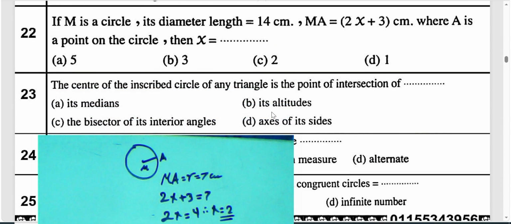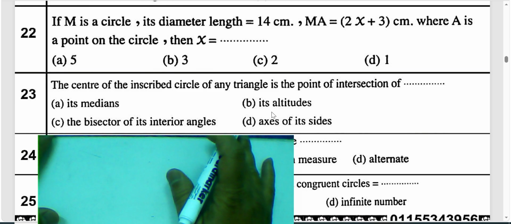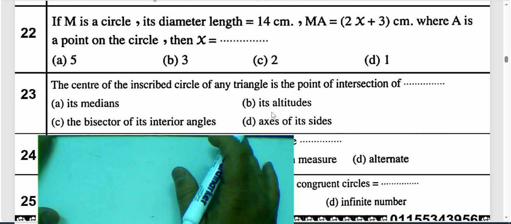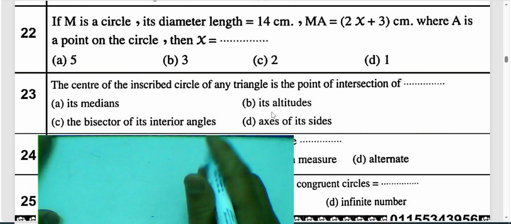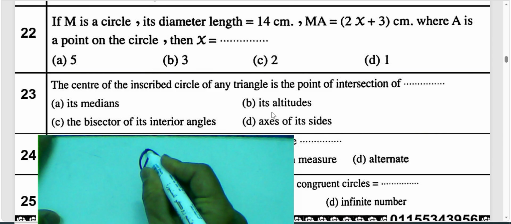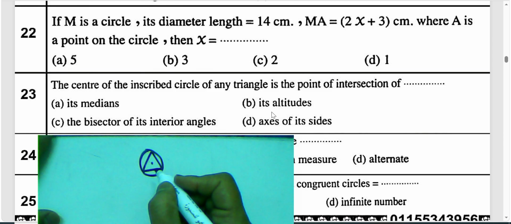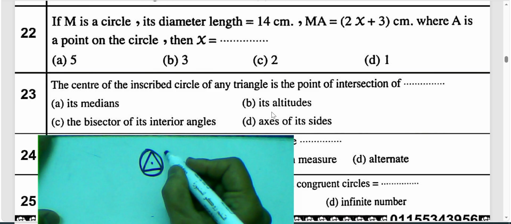Next question. The center of the inscribed circle of any triangle is the point of intersecting of what? Yes, he asked about the center of the inscribed circle of any triangle. Inscribed circle like this. Yes, the center of this circle will be what? Axes of the sides.